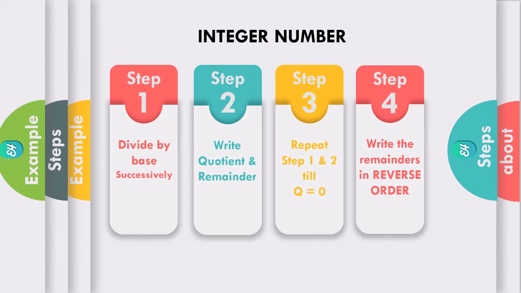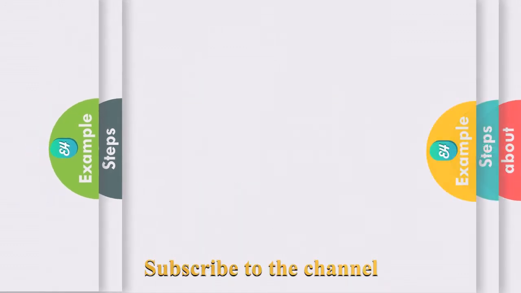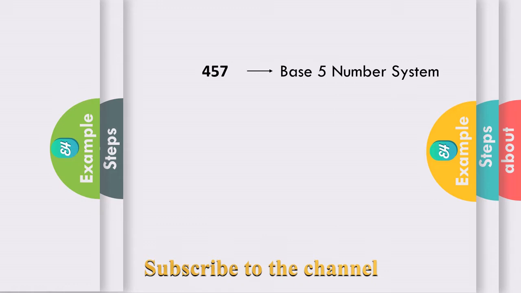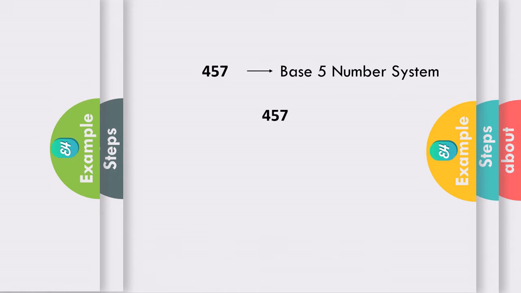Remember here that we have to write down the remainders in reverse order, as we did for all other number systems. Let's take an example. For example, if we want to convert decimal number 457 into the base 5 number system, then we will have to divide 457 by 5, which is the base of the number system. Step 2 is to write down the quotient separately and the remainder separately. So let us divide 457 by 5.